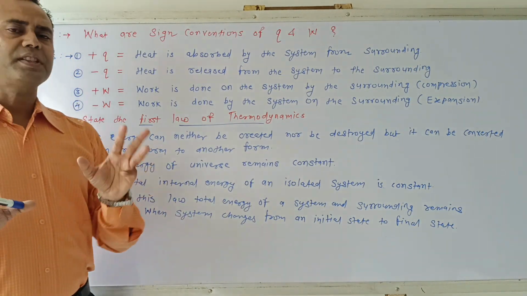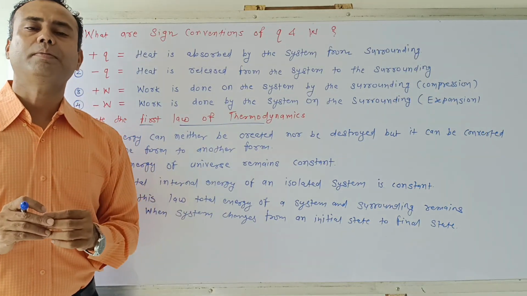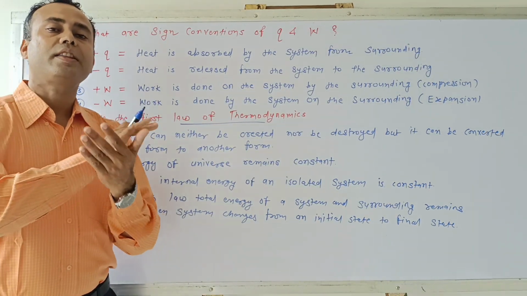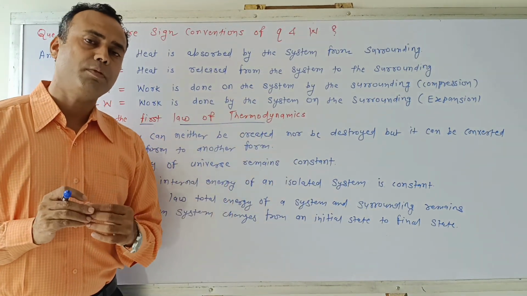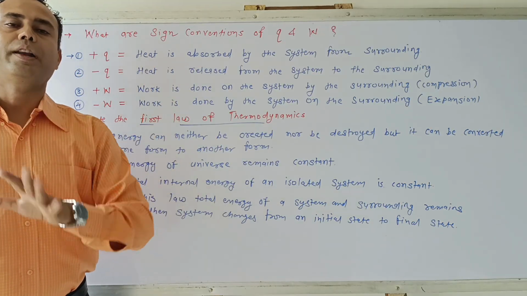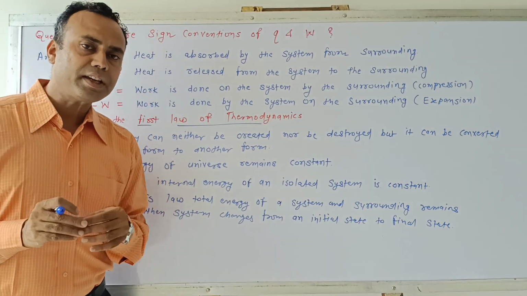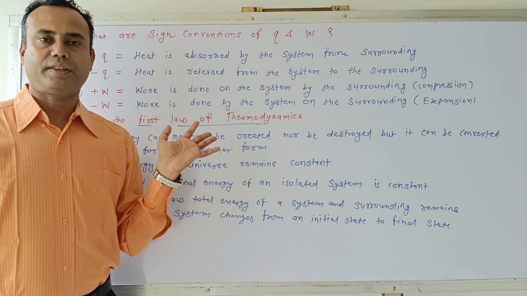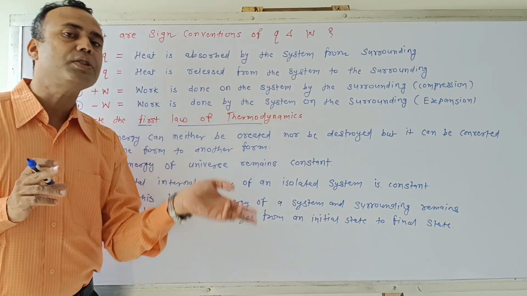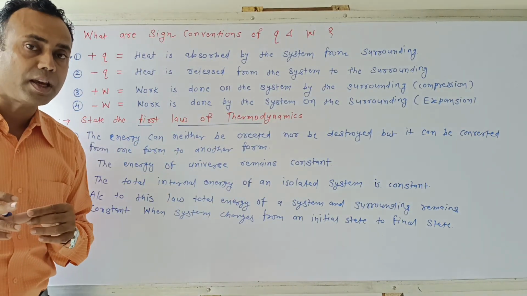First law of thermodynamics से 3 सेंटेंस हैं. पहला सेंटेंस, the energy can neither be created nor be destroyed but it can be converted from one form to another form. इसका मतलब क्या है? हम एनर्जी प्रोड्यूस भी नहीं कर सकते और उसको नष्ट भी नहीं कर सकते. एक फॉर्म की एनर्जी दूसरे फॉर्म में कन्वर्ट कर सकते हैं.